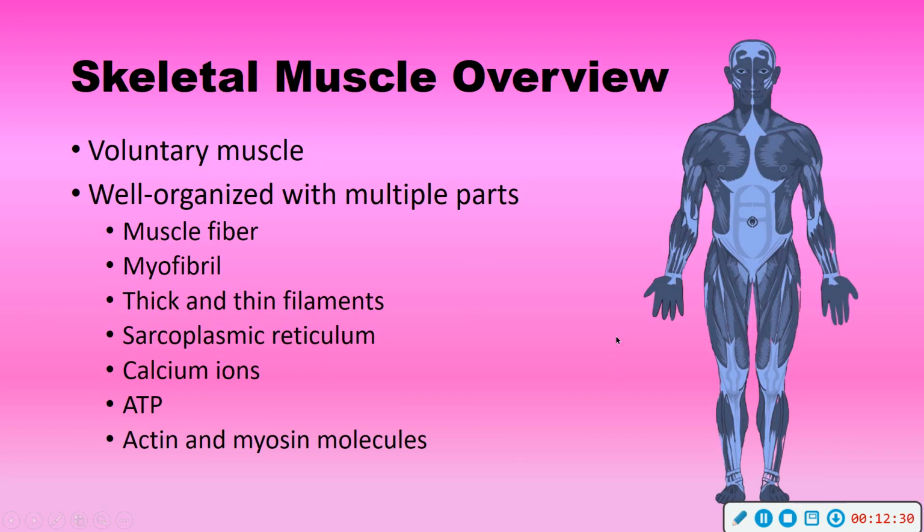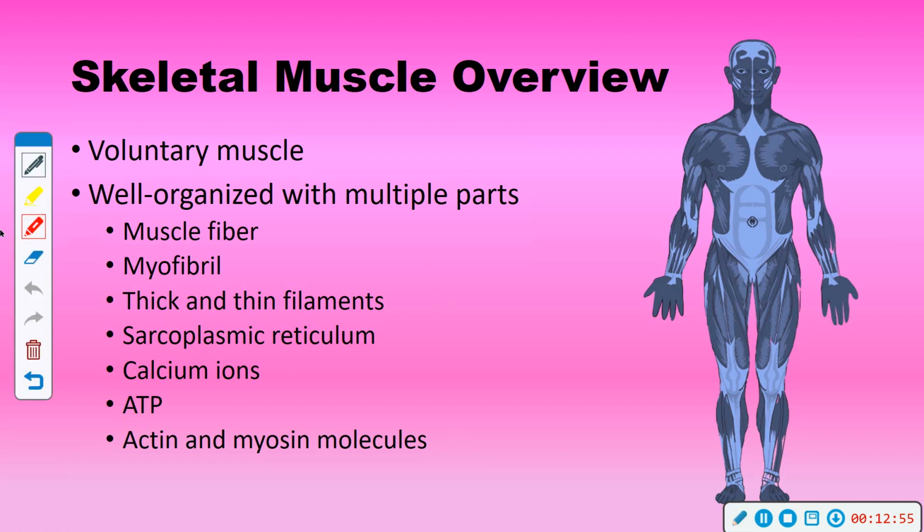So, again, skeletal muscles, they are voluntary. Now, even though there are processes inside of our body that must occur and work on their own, it is considered a voluntary movement. I control when I want to move my muscles. So it is well organized. There are a lot of different parts inside of the other.